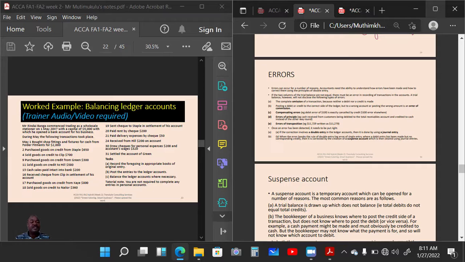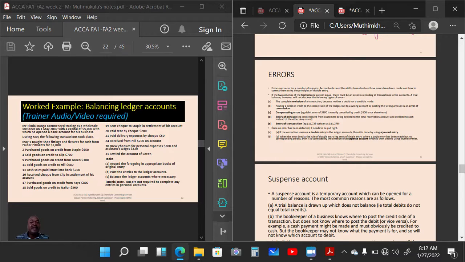Then errors of principle. For example, cash received from customers being debited to the total receivables account and credited to cash instead of the other way around. That's an error of principle, where the accounting principle has been violated. We call that one an error of principle.